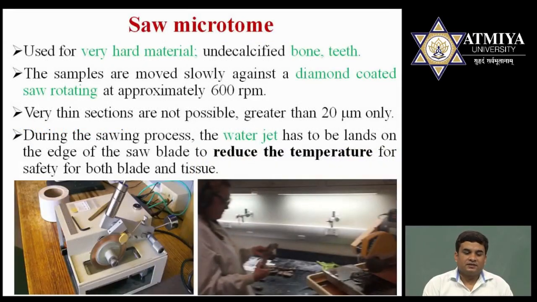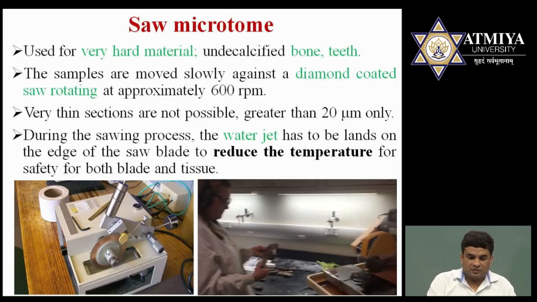This is another microtome. This is the saw microtome. This saw microtome is used for cutting undecalcified bones, tissue and teeth. In this case, there is a saw which rotates at very high speed, at 600 RPM, and you have to move the tissue towards the blade, and you will get the thin section. In this case, a very thin section is not possible, so you will get sections only of more than 20 micron. And moreover, in this case, you always have to pour water onto the blade, so it will not generate too much heat, otherwise it may destroy the samples as well as the blade.